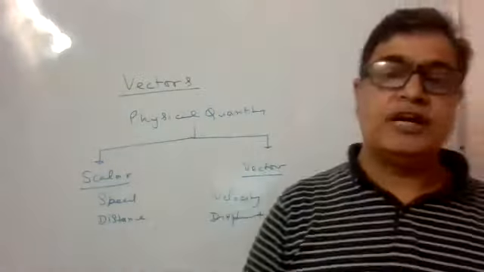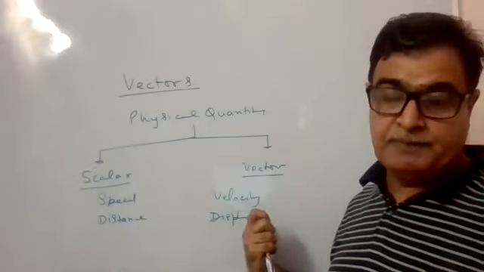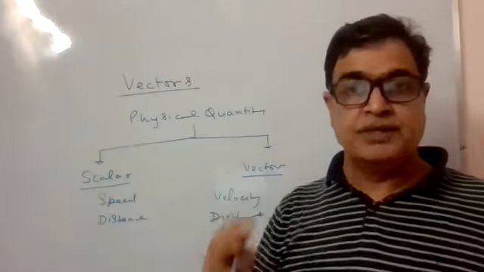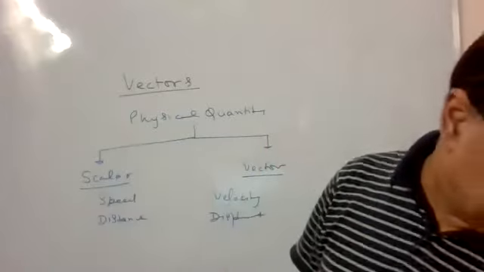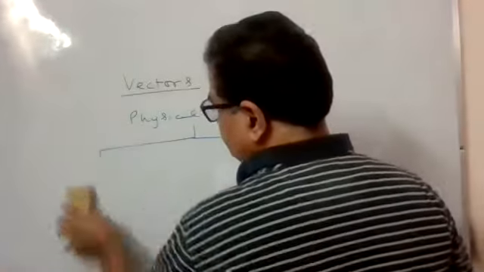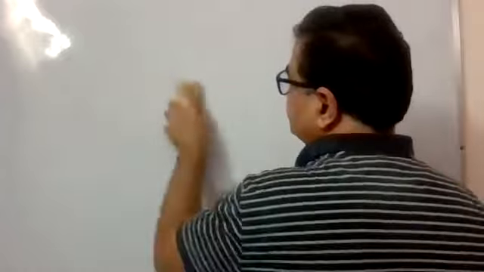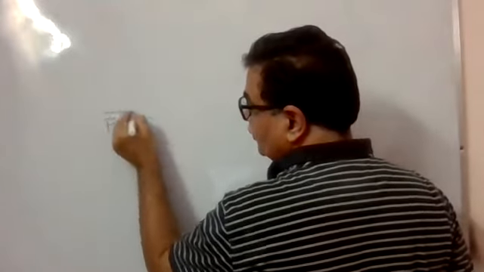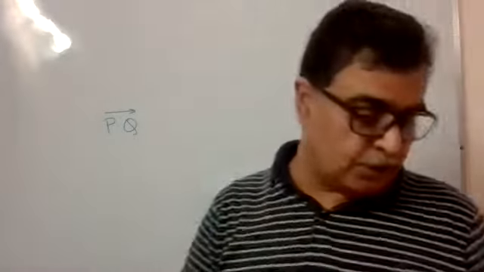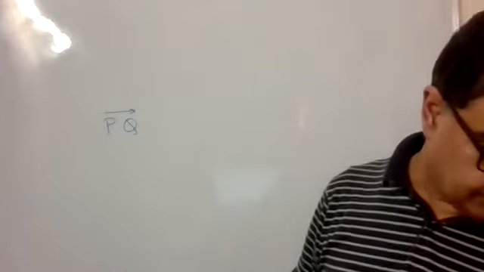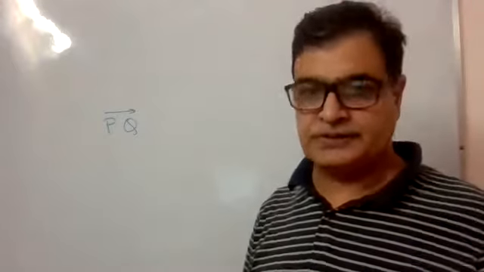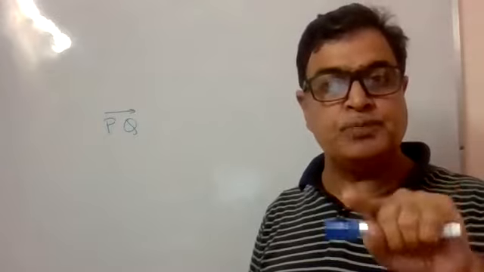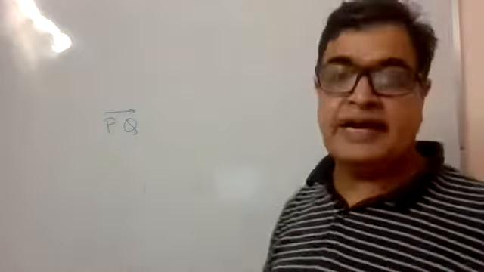Now, what is the vector quantity we have to study? We have to study this vector quantity. Every vector which you are going to represent should have three characters. So write down, what are a vector's characters? Every vector which will be denoted by PQ with an arrow symbol has the following three characters.